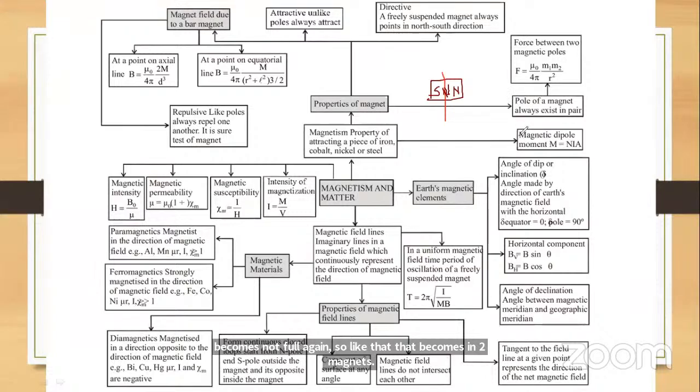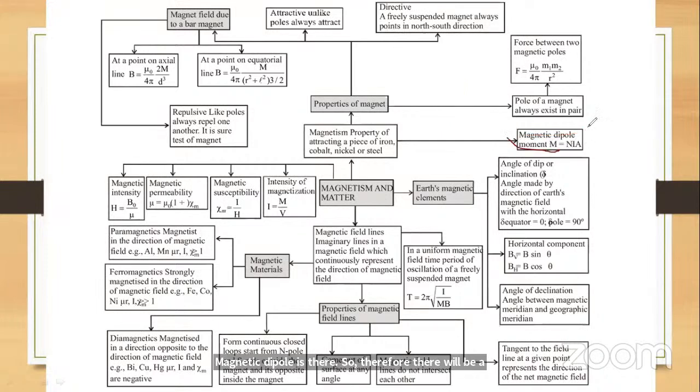A magnetic dipole exists, so there will be a dipole moment, just like the electric dipole moment. Here also we observe the magnetic dipole moment, M equals NIA. What is N here? N is the number of turns. I is the current that flows through the conductor. And A is the area of cross section of the coil.